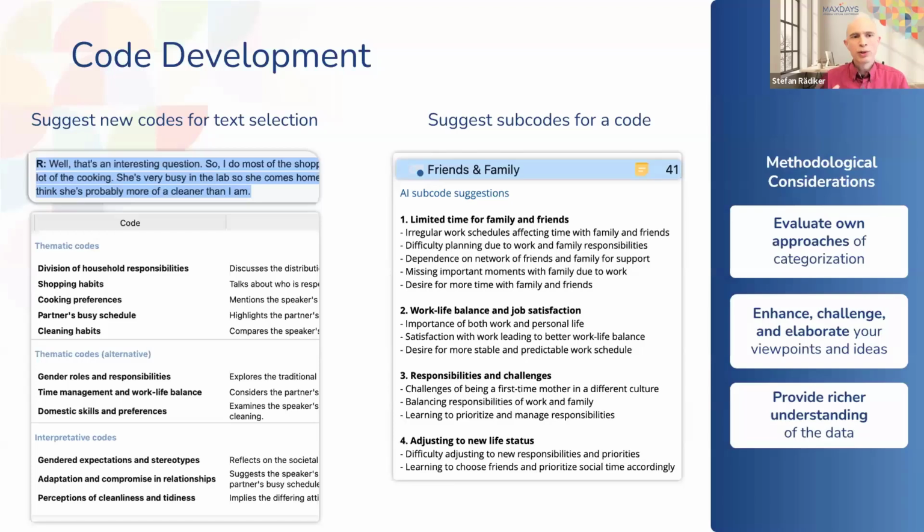The integration of these code development features of AI built into MAXQDA usually happens, of course, during the main analysis phase. And from a methodological standpoint, I think it's important that these code development tools help us to evaluate our own approaches of categorization. It's like asking a second researcher or sitting together in a team discussing the data and saying, well, what codes could we apply to this segment? How could we differentiate our data or codes further? So it enhances, challenges and elaborates our own viewpoints and ideas by presenting alternative views to us. And overall, I think it provides a richer understanding of the data.